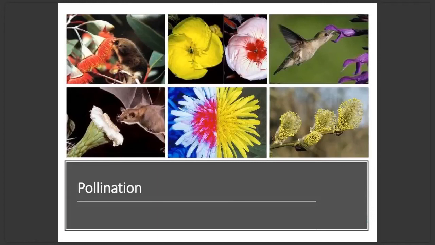And then lastly, if you look at the picture on the very bottom right, some plants don't need animals at all. They use the wind to move their pollen for them. And because they don't need to attract any animals, they don't produce any petals or nectar. And instead, they put all their energy into producing lots and lots of pollen that gets carried by the wind. That's why many people suffer from hay fever early in the spring when all the trees are flowering, because there's so much pollen in the air.